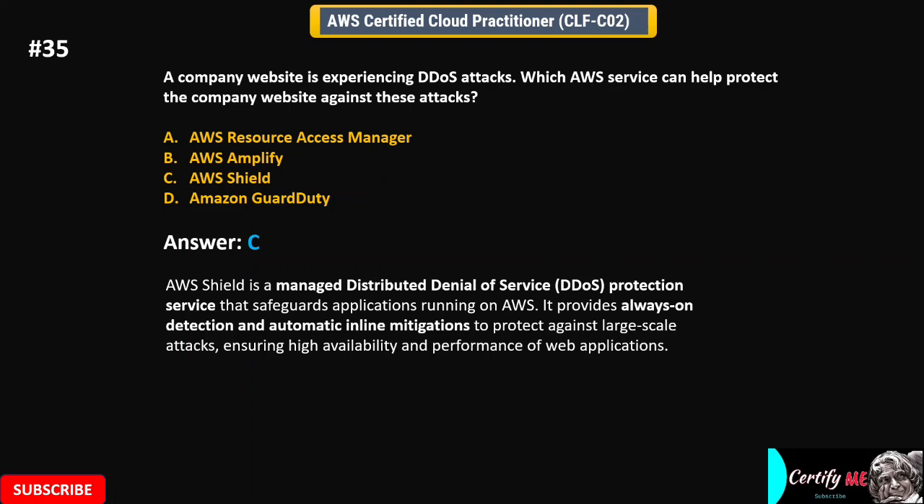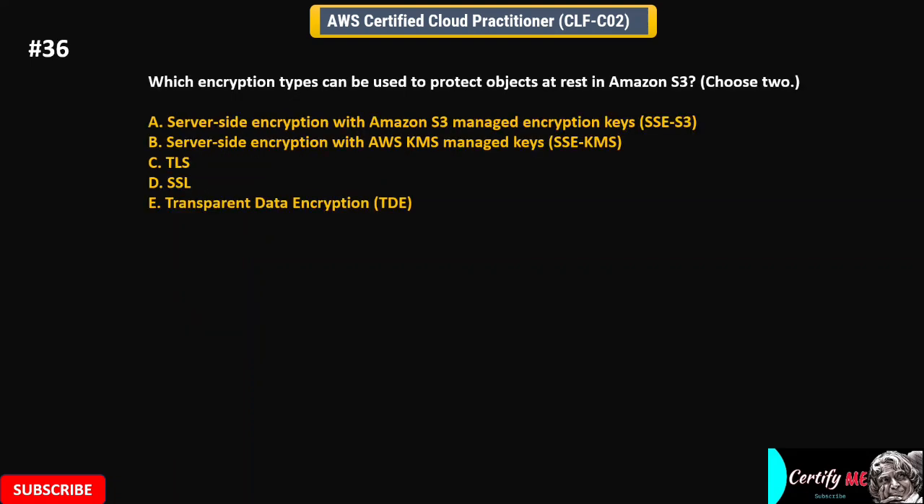Okay, next question. Which encryption types can be used to protect objects at rest in Amazon S3? Choose two options. Option A, server-side encryption with Amazon S3 managed encryption keys. Option B, server-side encryption with AWS KMS managed keys. Option C, TLS. Option D, SSL. Option E, transparent data encryption. The right options are option A and option B.